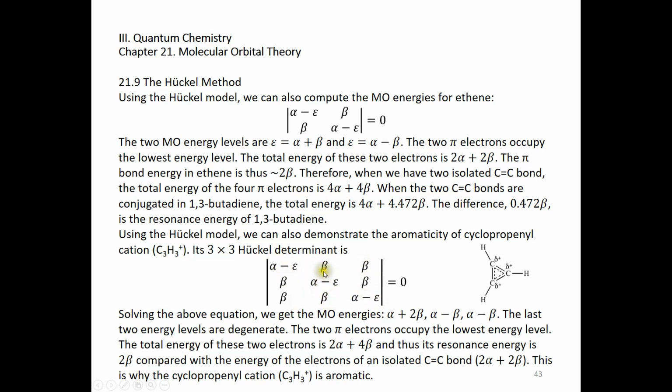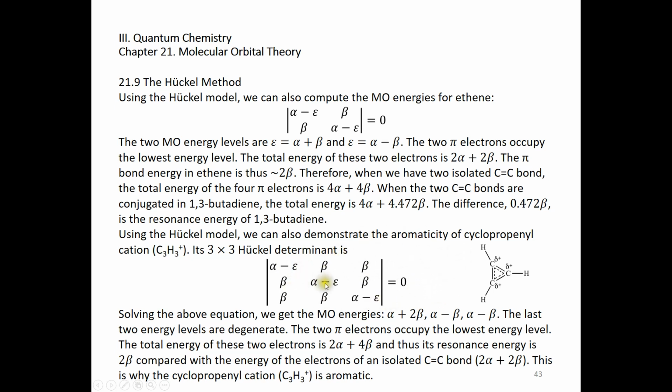Why 2 betas in the first row? Because carbon 1 is bonded to carbon 2 and also carbon 3. This is a ring structure, and that's why each carbon is bonded to 2 carbon atoms, and therefore you need 2 betas in every single row.